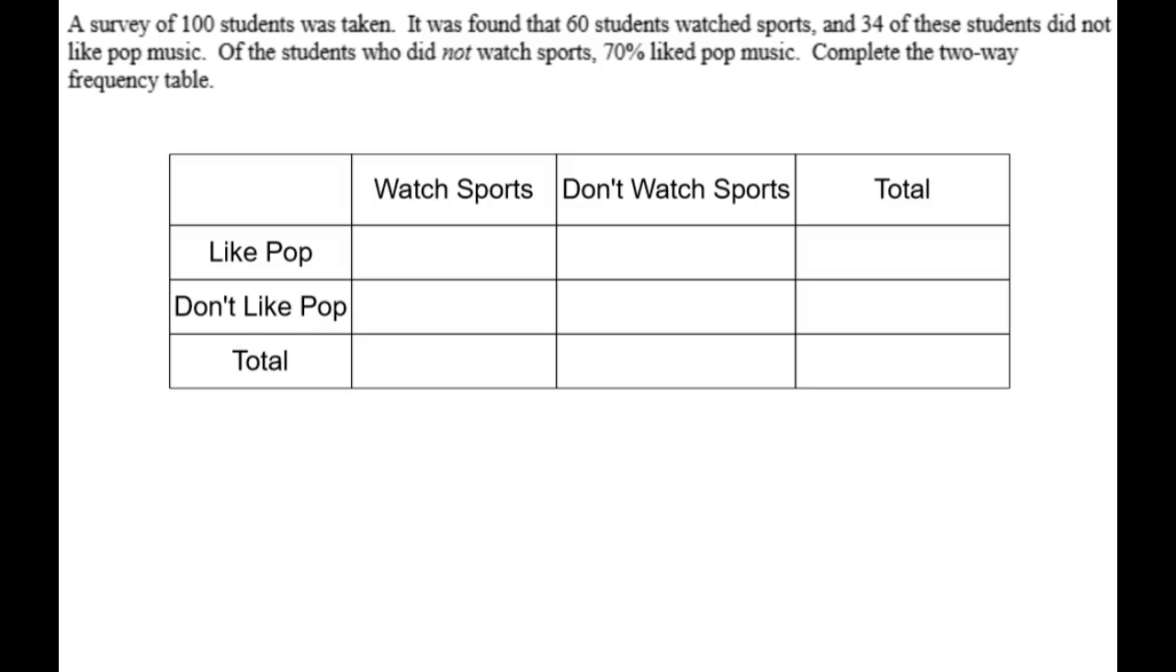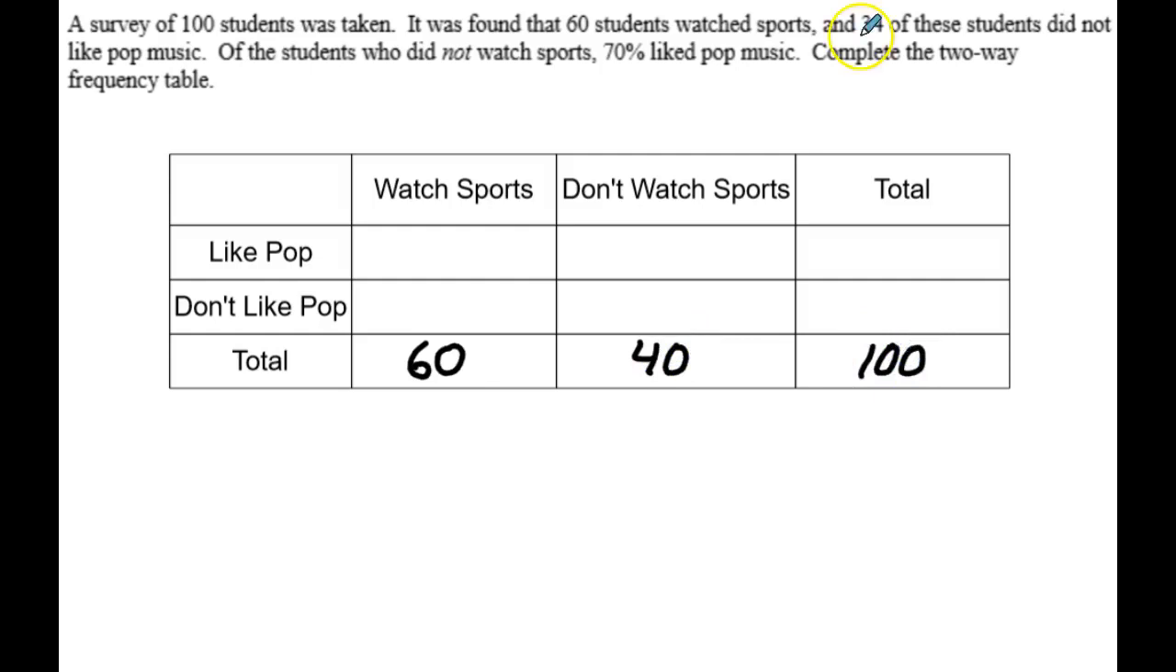Okay, so the first thing we can fill in this table is that 60 students watched sports. So we go down to the total that watched sports. We know this value has to be 60. So we can fill that in. And we also then know the number that don't watch sports. Because there was 100 students surveyed, they have to fill in one or the other. Either they watch sports or they don't watch sports. So that number has to be 40 because the total has to be 100.